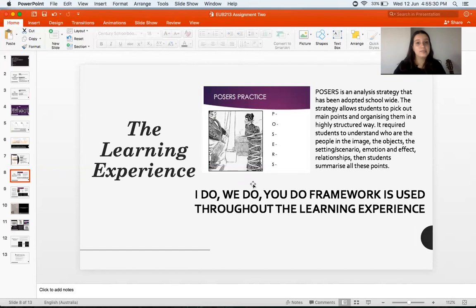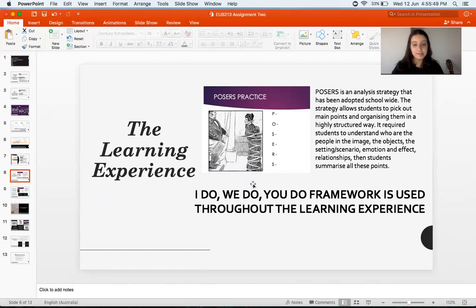For EALD students, I found that this analysis strategy works a lot better than other analysis strategies because it gets them to differentiate between each point, and it allows them to write things in dot points and then collate it all at the end in a summarized sentence.